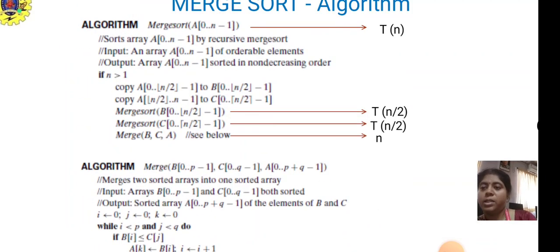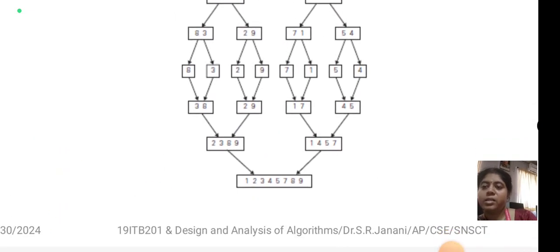Now I will show an example. Consider the b array is 2, 3, 8, 9 and the c array is 1, 4, 5, 7. First we compare 2 and 1, checking whether 2 is less than 1. Since 1 is lesser, we bring that value to the front, the kth element. Then we move the j value, which now points to 4.